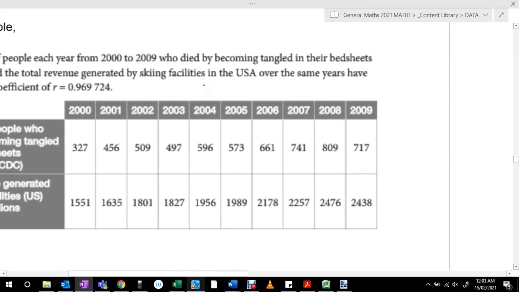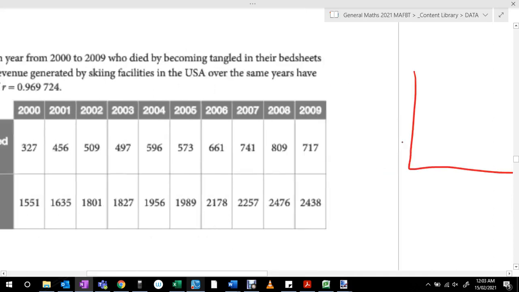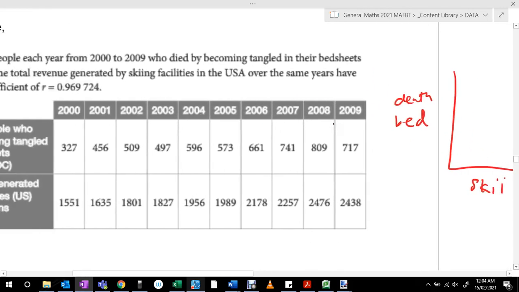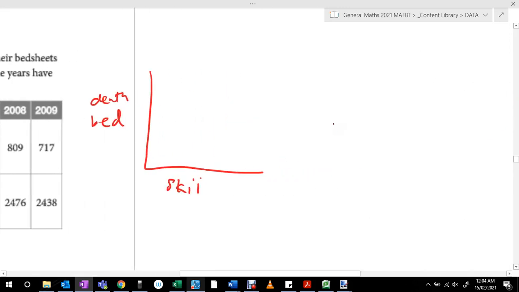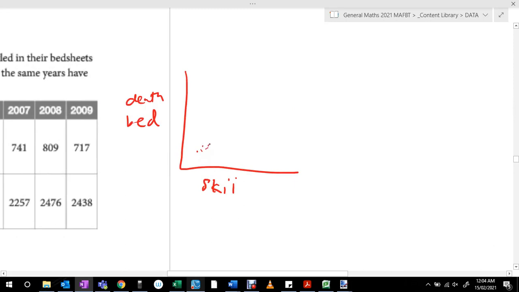0.969724. So if I tried to graph this, because it has such a high R value, let's just call this, for example, ski, and this is deathbed. Okay, so people die. So if you were to graph this, it has an R value of 0.9, meaning that the graph should look something like this, almost. Now, this is just random. It's not very straight, but the graph will look like this.